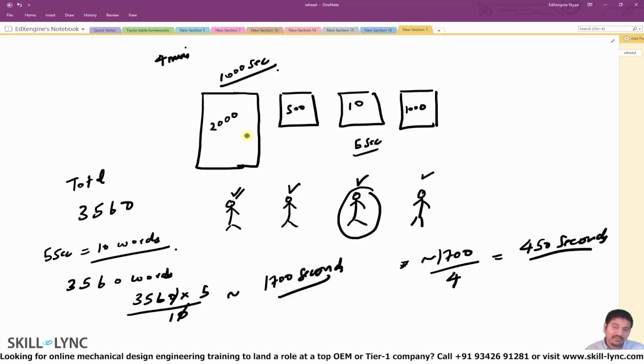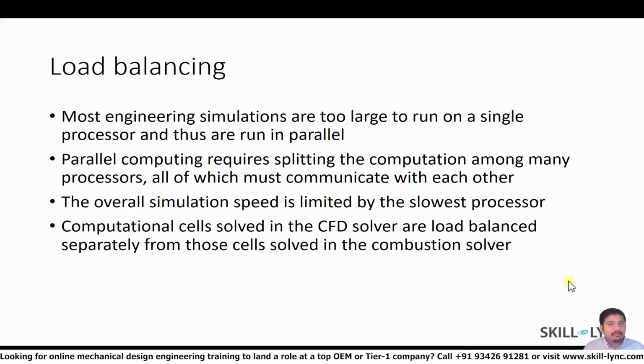Now, if you have poor load balancing, that means that you are wasting away computer power, right? Some of the processors are just sitting idle, and you don't want that. So coming back to these slides, most engineering simulations are too large to run on a single processor and thus are run in parallel. Parallel computing requires splitting the computation among many processors, all of which must communicate with each other. The overall simulation speed is limited by the slowest processor or by the processor that has a large number of work to complete. Computational cells solved in the CFD solver are load balanced separately from those cells solved in the combustion solver.